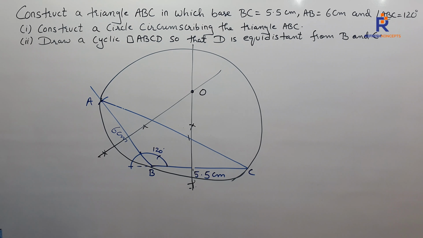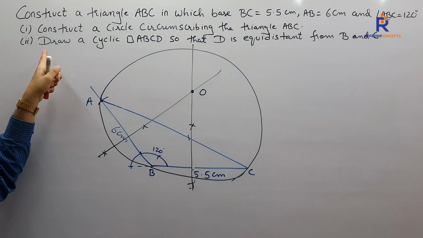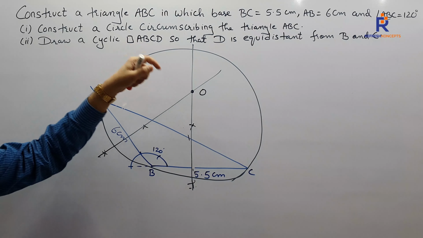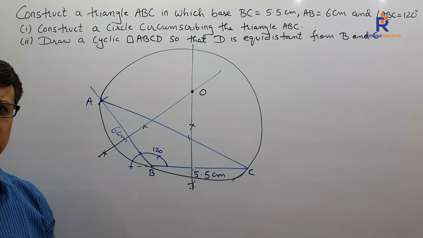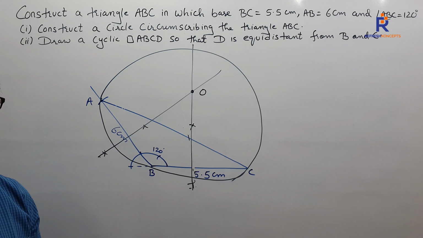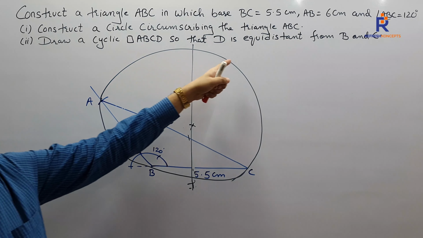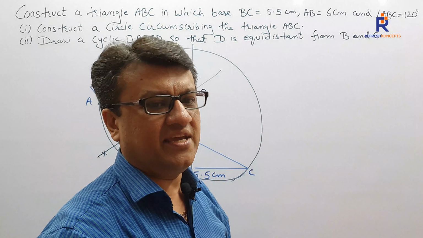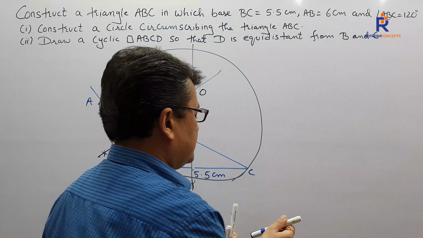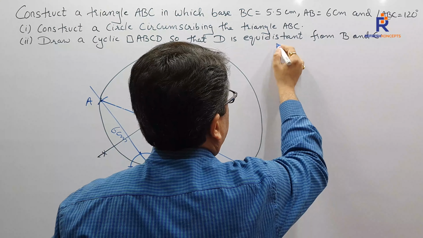They further say draw a cyclic quadrilateral. By this time you must have done circles. What's a cyclic quadrilateral? A quadrilateral whose all four vertices lie on the circumference of the circle is termed a cyclic quadrilateral. Draw a cyclic quadrilateral ABCD so that D is equidistant from B and C. So kindly understand this part. Equidistant from B and C.